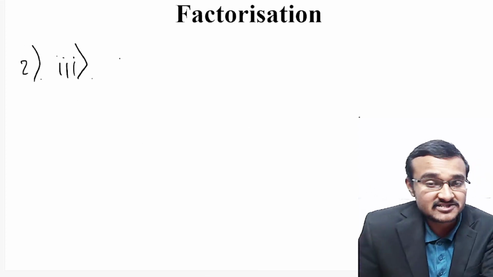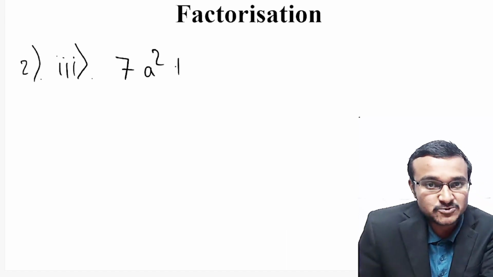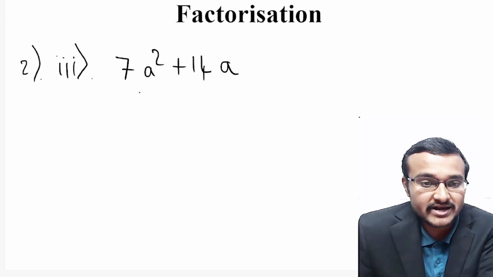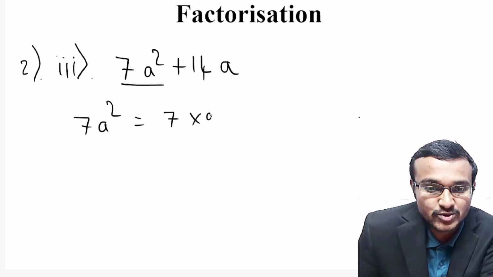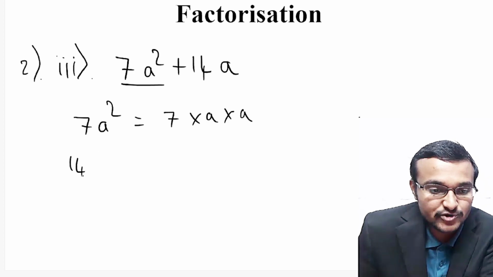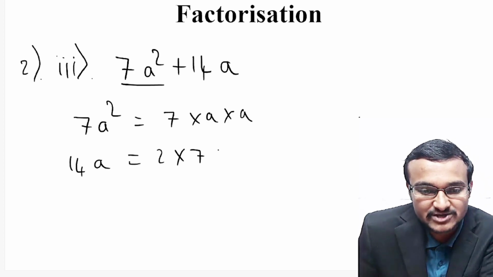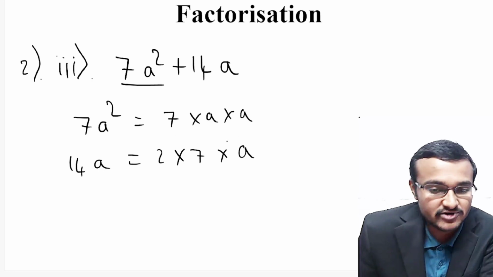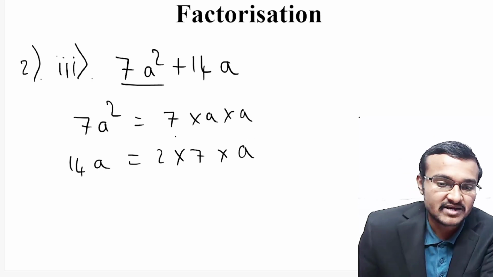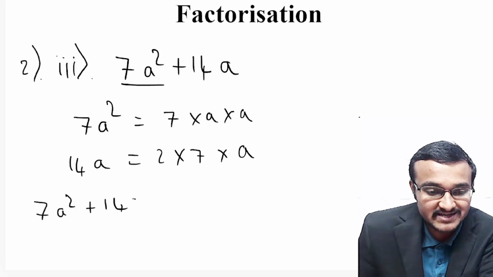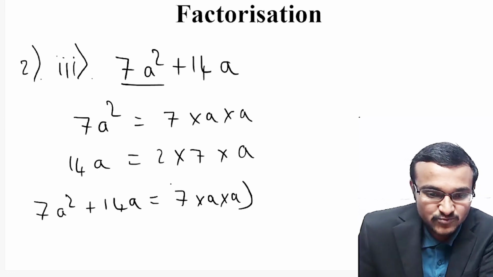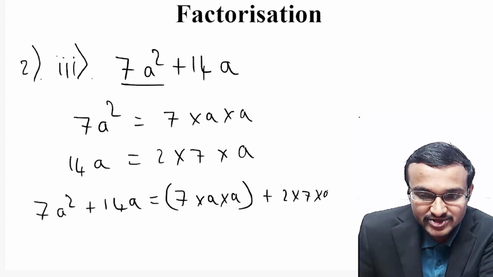Coming to the third question in this particular second question, there they have given 7a square plus 14 into a. So now take this first term, that is 7a square. So 7a square can be written as 7 into a into a. And this particular 14a can be written as 2 into 7 into a. Because 2 into 7 will be 14. 14 into a will be 14a. Now you can write this in this particular equation. So 7a square plus 14a can be written as 7 into a into a as one term plus 14a is there. So 2 into 7 into a as another term.